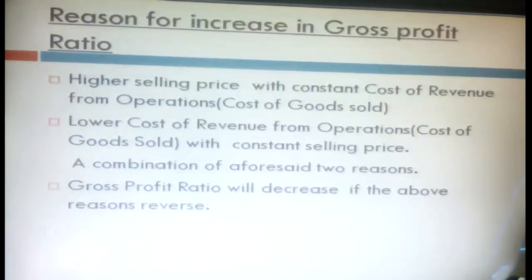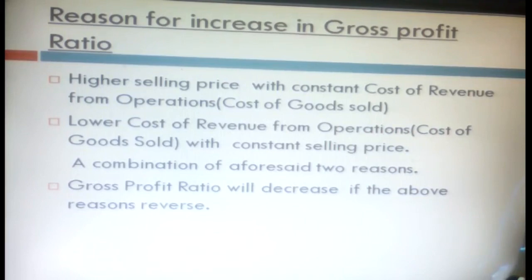So what is the reason for an increase in gross profit ratio? Normally speaking, a higher selling price with a constant cost of revenue from operations, nothing but cost of goods sold. Naturally, the gross profit ratio increases. So our MRP, our selling price, increased, but our cost of revenue from operations remained constant. Naturally, the GP ratio will increase.